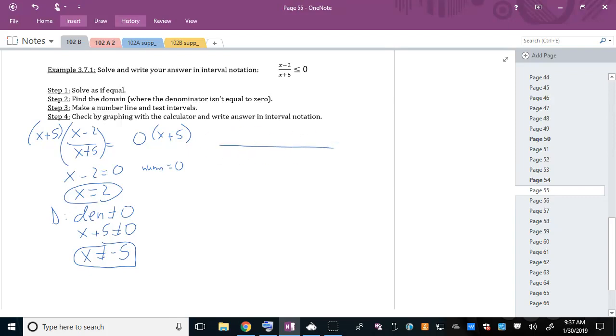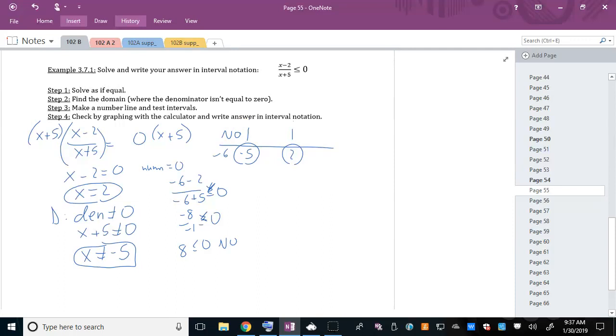Then let's make a number line. So here's -5, here's positive 2, and let's check x values. So again, for the left interval, I need a number less than -5. -6 is probably the easiest. And let's plug -6 into our inequality and see what happens. I get -8 over -1. Whoops, I'm sorry, I want a less than sign here. Less than. So I get 8 is less than or equal to 0. And that is definitely not true. So let's put a no there.